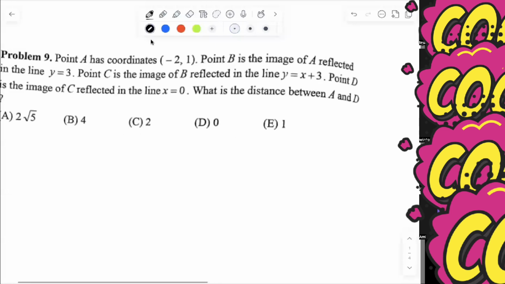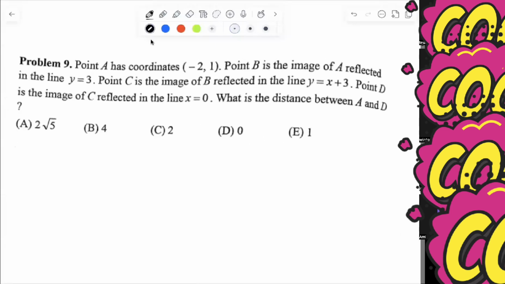Let's move on to problem 9. Let's go over trying this question and probably message me through chat.